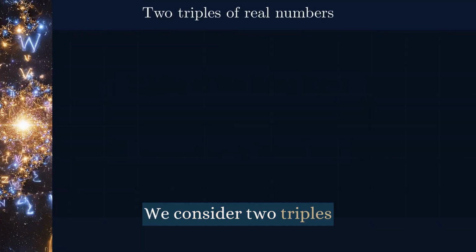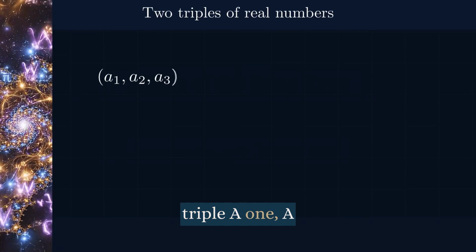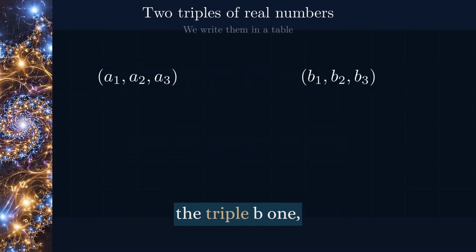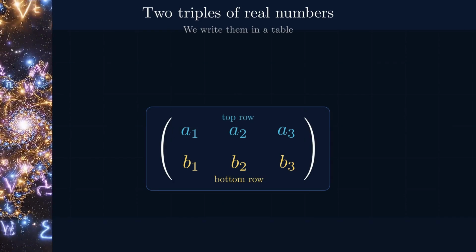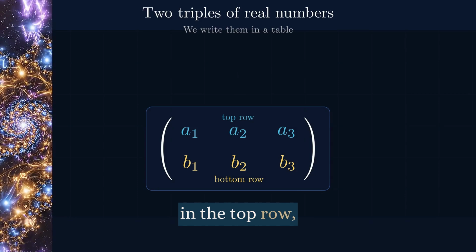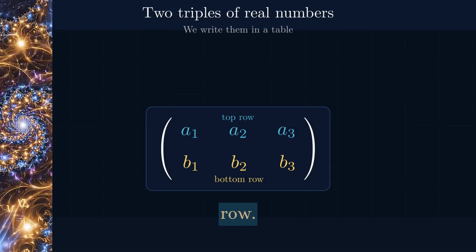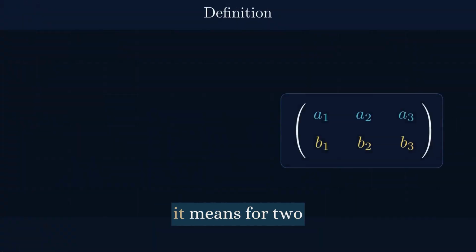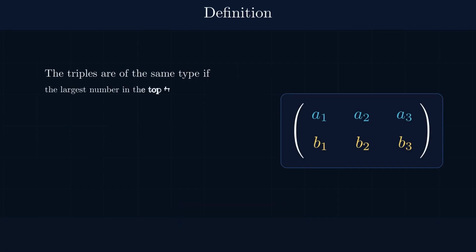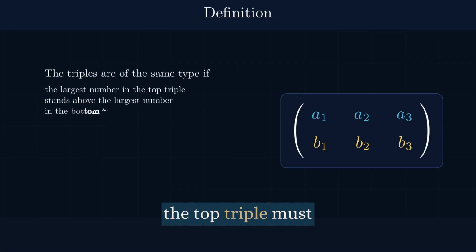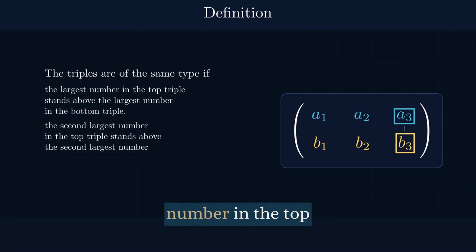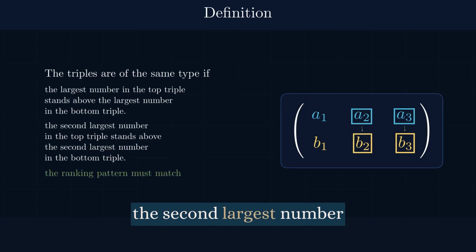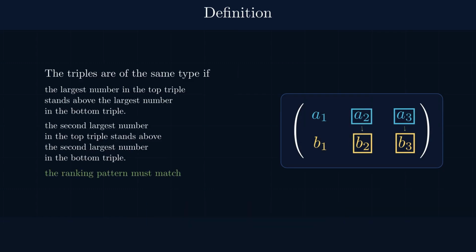We consider two triples of real numbers, the triple A1, A2, A3, and the triple B1, B2, B3. We write them in a table. The first triple goes in the top row, and the second triple goes in the bottom row. Now we define what it means for two triples to be of the same type. The largest number in the top triple must stand above the largest number in the bottom triple, and the second largest number in the top triple must stand above the second largest number in the bottom triple. So the ranking pattern in the two rows must match.